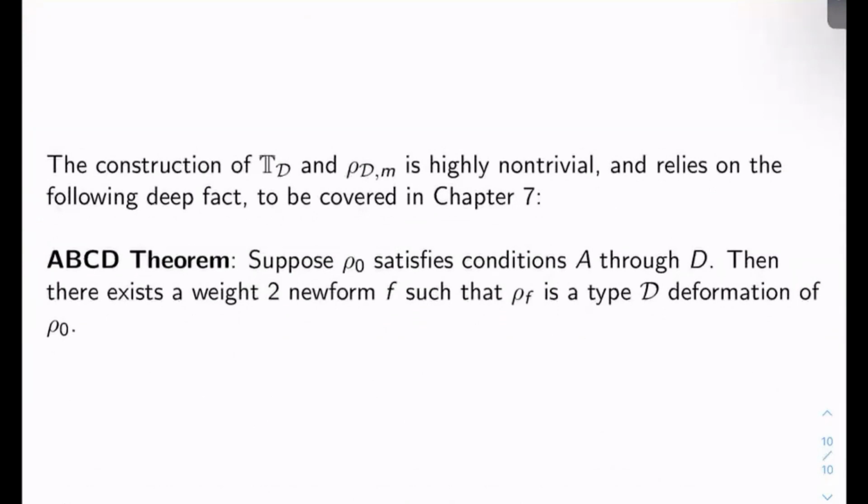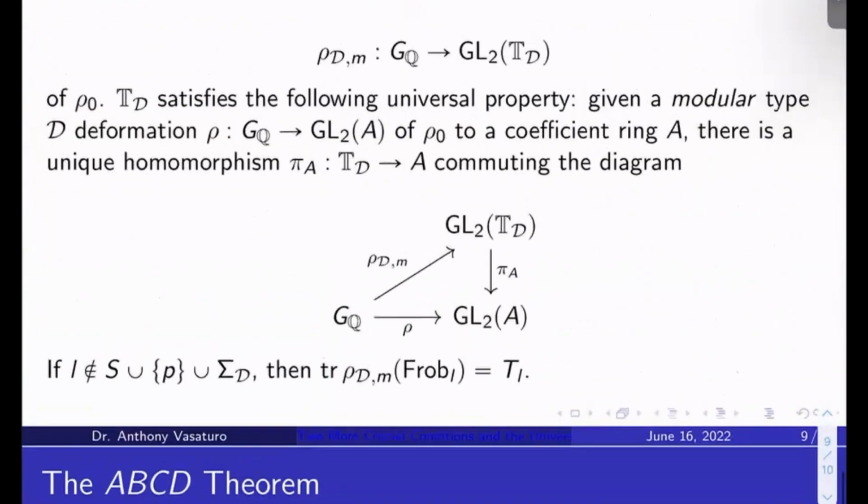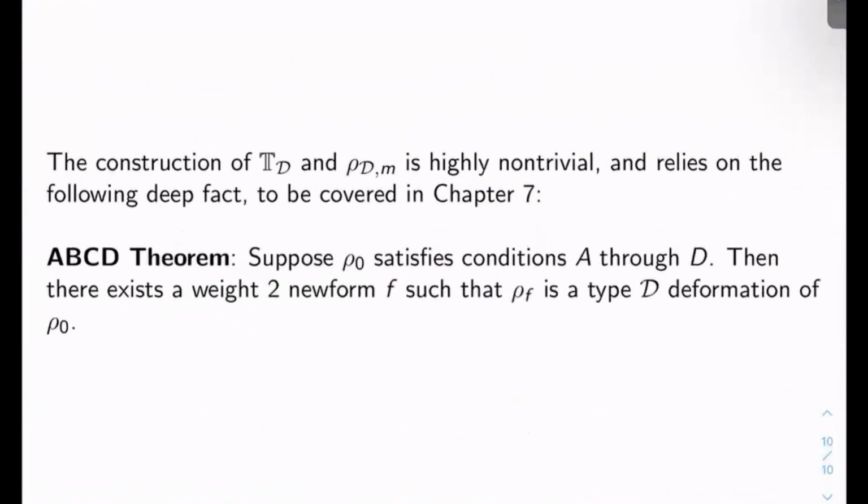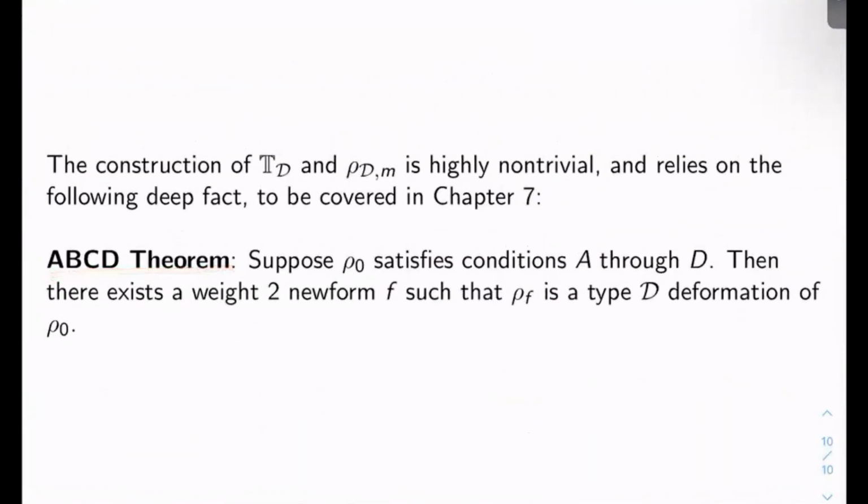You might have realized this yourself. The construction of T_D and ρ_DM is, of course, highly non-trivial, and it relies on the following deep fact, which we'll cover in chapter 7. You might think to yourself, how do you even know that there are actually modular deformations of ρ₀ in the first place? Certainly such a modular deformation and its associated ring won't exist if there aren't any. Well, the theorem, which I'll call the ABCD theorem: suppose ρ₀ satisfies conditions A through D, then there is a weight 2 newform f such that ρ_f is a type D deformation of ρ₀. In other words, we do have modular deformations.